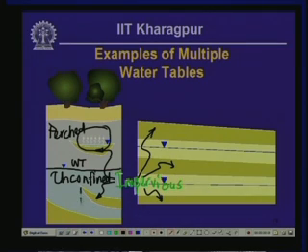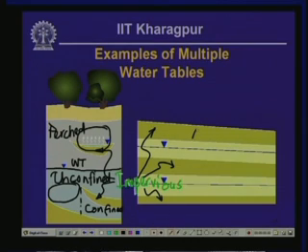Then this portion of the aquifer is sandwiched by two impervious layers. So this is going to be called a confined aquifer, but this confined aquifer is connected to the unconfined aquifer which is above it by a hydraulic connection in that area.